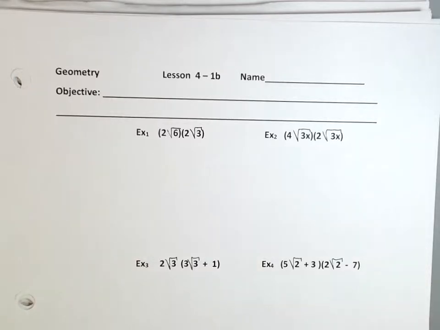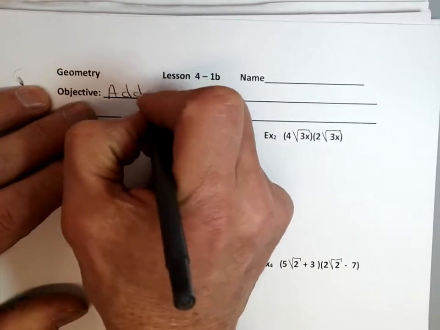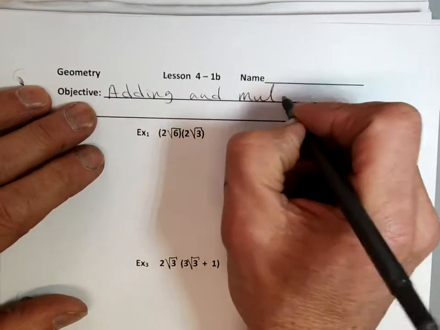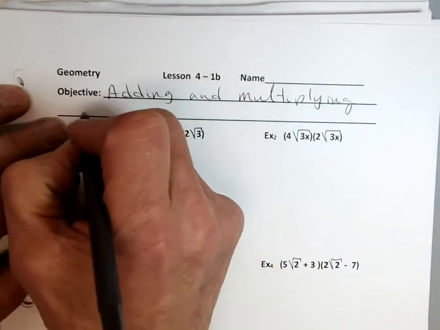Good deal. Okay, objective today. We are talking about adding and multiplying radicals.